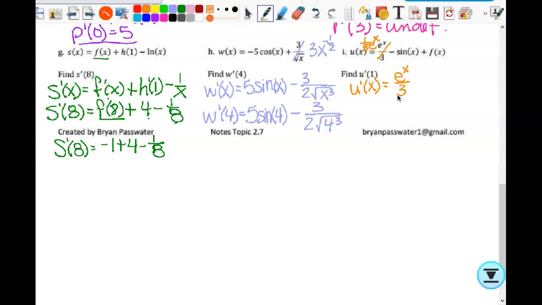All right, then negative sine x. What's the derivative of sine of x? Cosine. So this would be minus cosine of x plus what? F prime. Very good. All right, so now I've got u prime of 1 equals e to the first over 3 minus the cosine of 1, which we don't know, even if we think we know, plus f prime of 1.